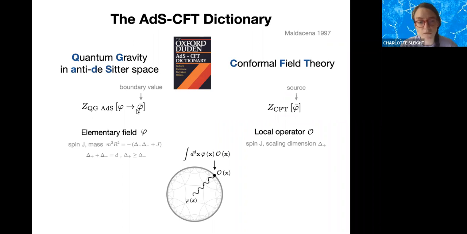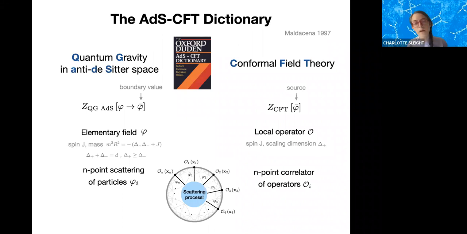where the boundary value phi bar of some elementary field phi in AdS serves as a source for a corresponding local operator O in the conformal field theory, where the spin J of that operator is equal to that of the elementary field that sources it. And the scaling dimension delta plus of that operator is related to the mass of the elementary field through this identity here. And through these identifications, n-point correlation functions of local operators in the conformal field theory are identified with n-point scattering processes of their dual fields in anti-de Sitter space.